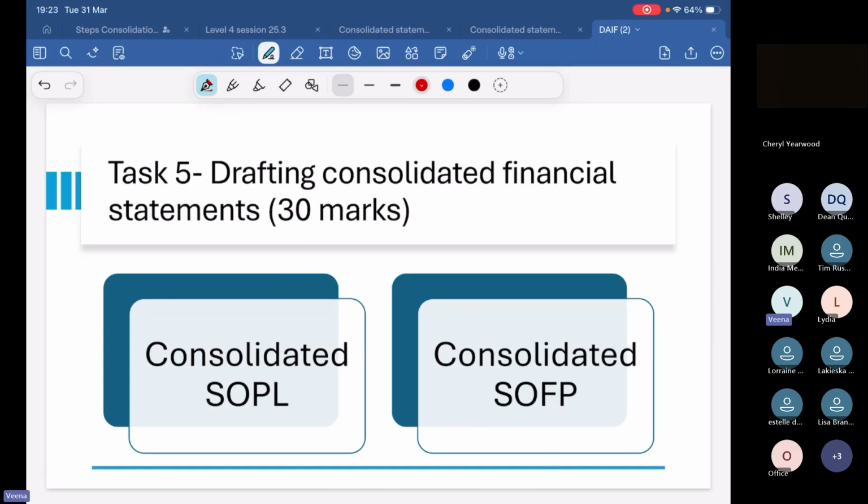Task 5 covers drafting consolidated financial statements. So this is quite a chunky one if you see. It consists of 30 marks. Most students do get this towards the end. So if you practice enough, it is very good marks. You could either get a consolidated statement of profit or loss, or a consolidated statement of financial position. So you could get either of them. But profit and loss, even if you get it, will be a smaller question. Financial position will be a larger question.